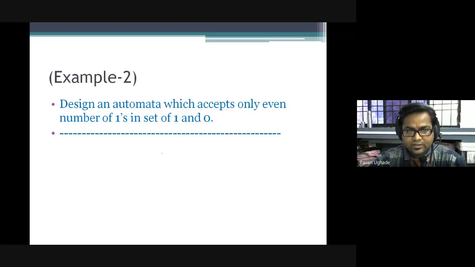So, if you don't have any doubt, I think we have designed the automata for this. Design an automata which accepts only an odd number of ones in a set of 1 and 0.